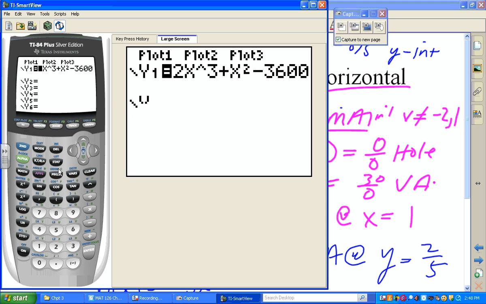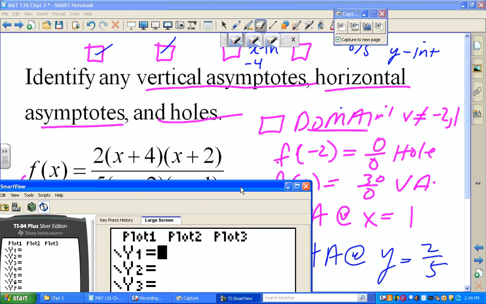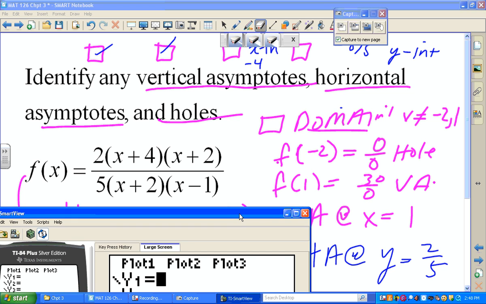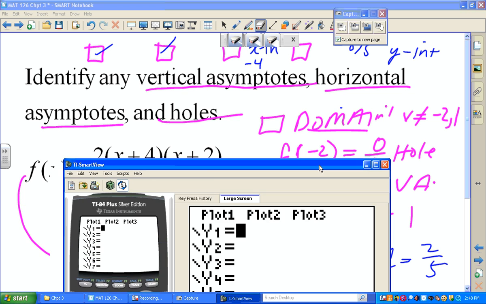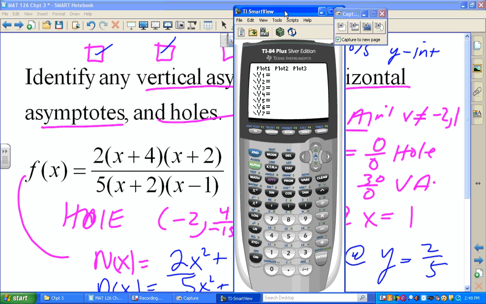Y equals. Clear it off. There are some non-believers that forget the parentheses in the denominator. You need one big grouping parentheses for the whole thing. View. There we go. So, y equals 2 parentheses x plus 4 parentheses x plus 5. Oh, sorry. X plus 2.